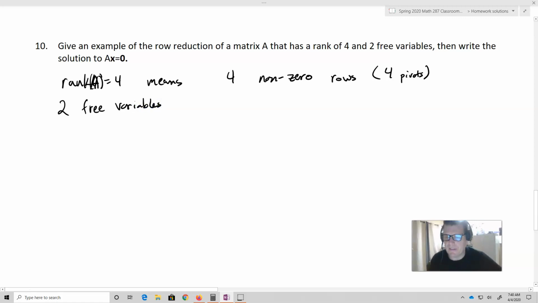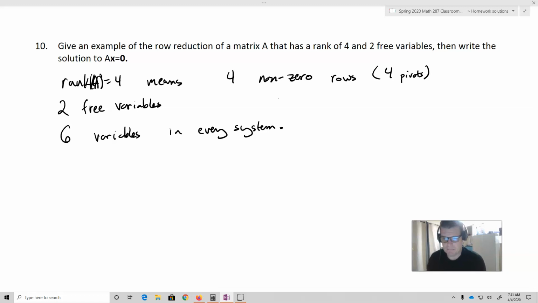So what this means is that if you have 4 pivots plus 2 free variables, this one has 6 variables in every system. So minimally, we've got to have something that's 4 by 6, because you've got 4 pivots and 2 free variables. Could you have more rows? Yeah, you totally could. You could have it be 6 by 6, that would be totally fine too. But the number of columns has to be 6, to represent that you have 6 variables in each one of the systems.